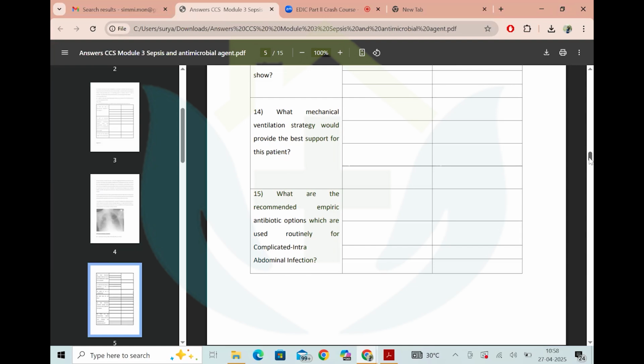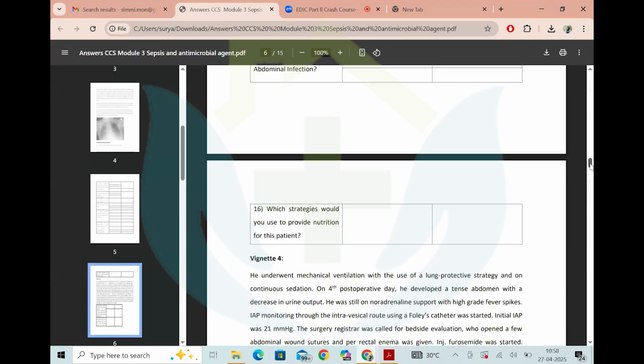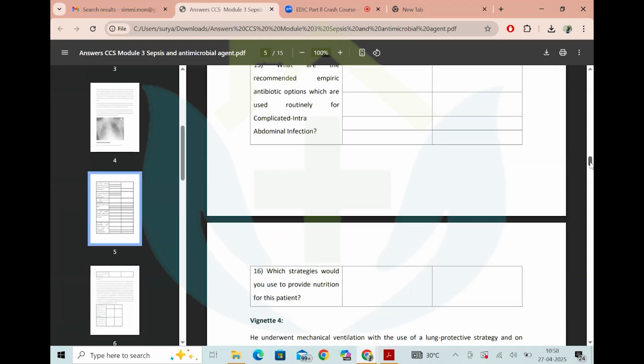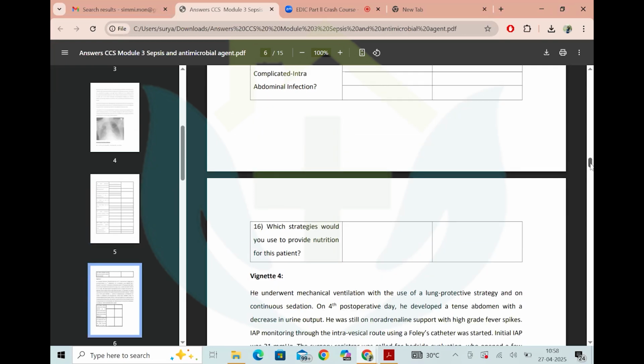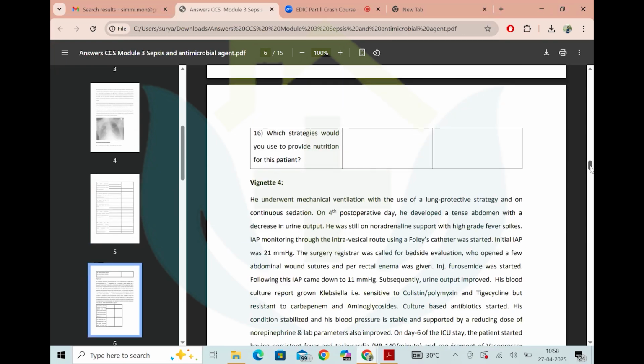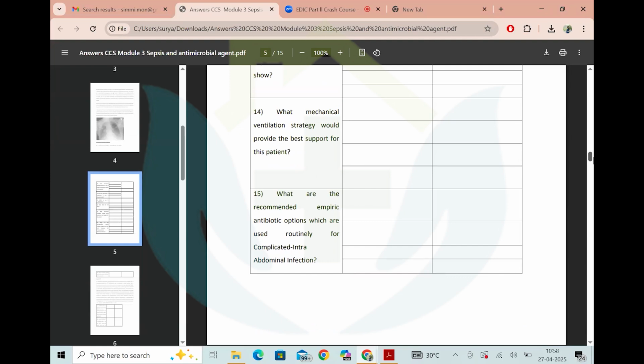And the last question in this: what are the recommended empirical antibiotic options we have to choose for complicated intra-abdominal infection? Again, based on the local antibiogram, antibiotics along with anaerobic cover and gram-negative coverage. So mainly gram-negative coverage also.